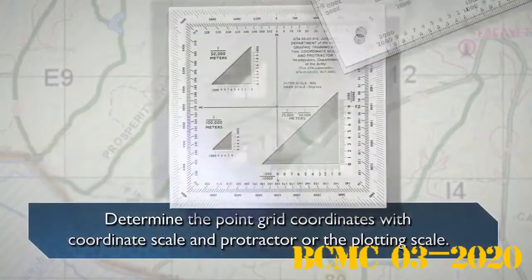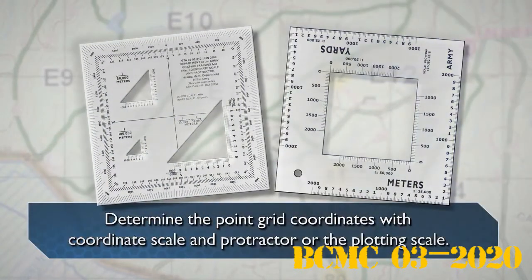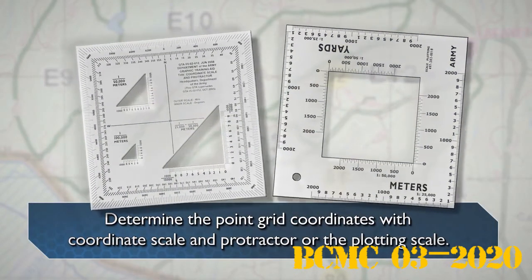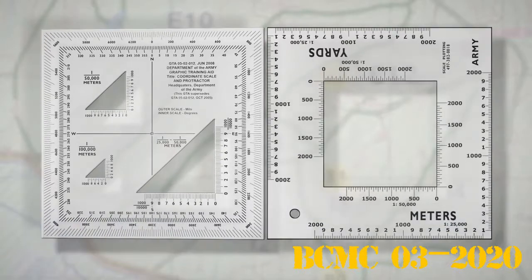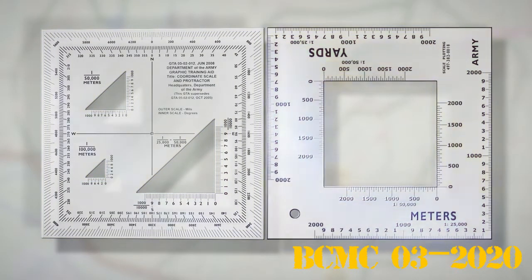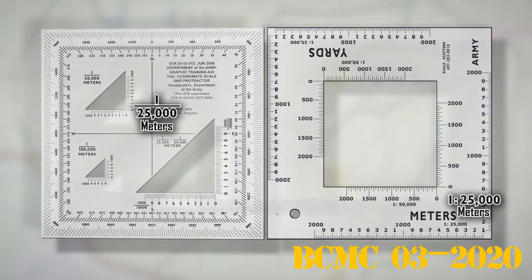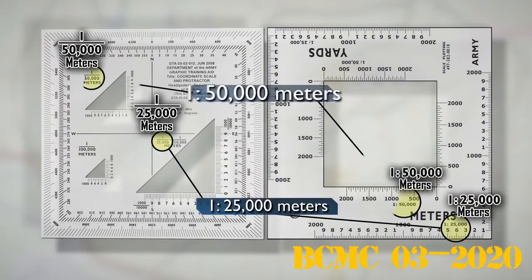Determine point grid coordinates with coordinate scale and protractor or plotting scale. The most accurate way to determine the coordinates of a point on a map is with a coordinate scale. You need not imagine lines, because you can find the exact coordinates using the coordinate scale and protractor or plotting scale. Each device includes 2 coordinate scales, 1 to 25,000 and 1 to 50,000 meters. Make sure that regardless of which device you use, you choose the correct scale.